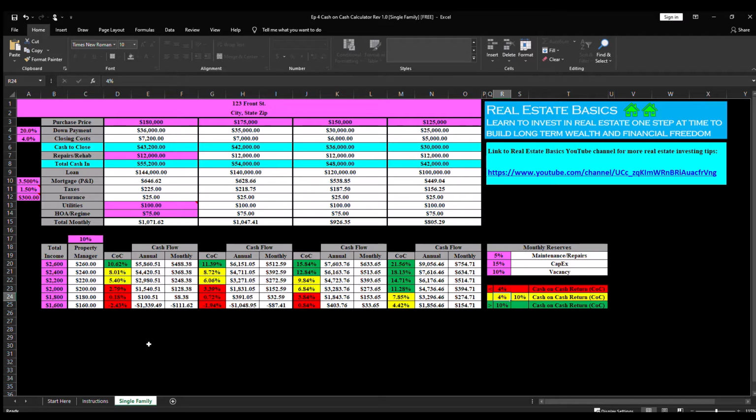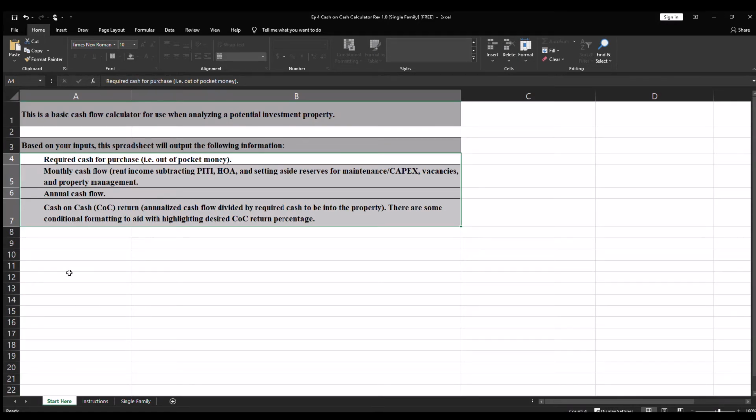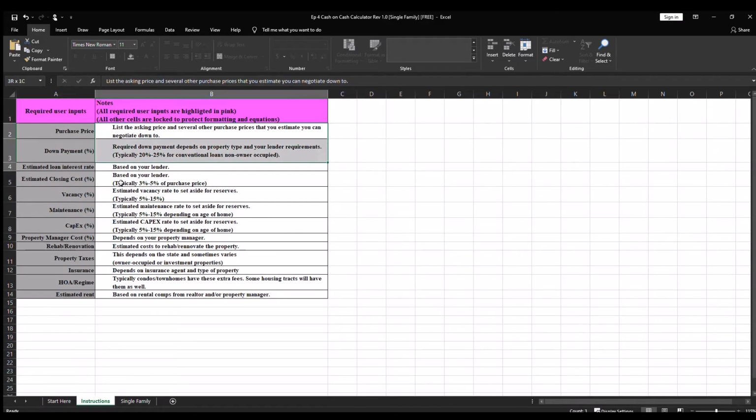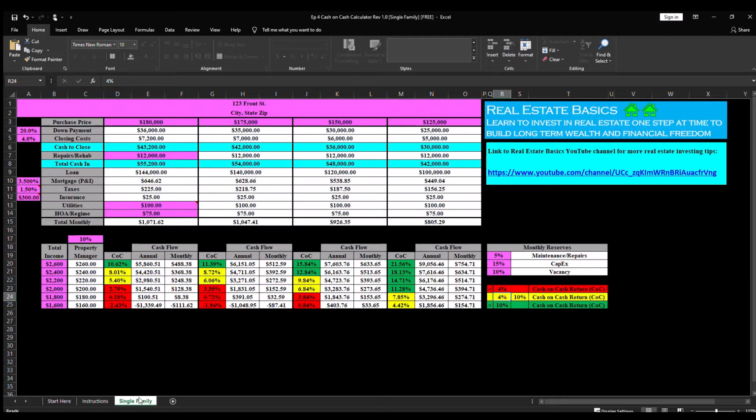This is episode number 4, and today we'll be going over my cash flow and cash-on-cash calculator within Excel. This calculator is for a single family property. You'll see there are 3 tabs. This first tab just talks about your inputs and what you will get out of this calculator. The second tab goes over basic instructions for your inputs, and just note that any cell that's highlighted in this pink color are going to be the cells that you input your numbers to. And the third tab is your actual calculator.